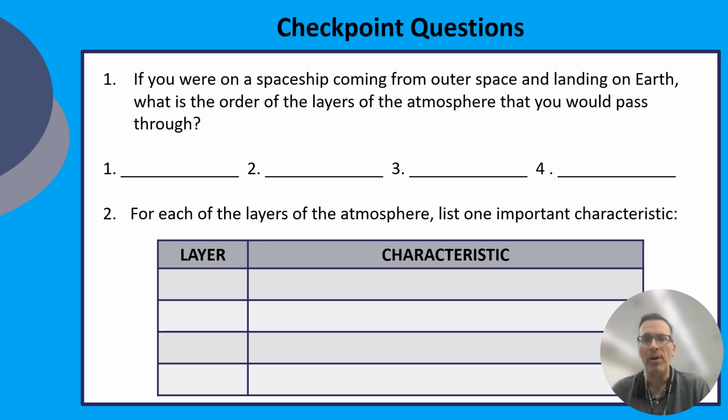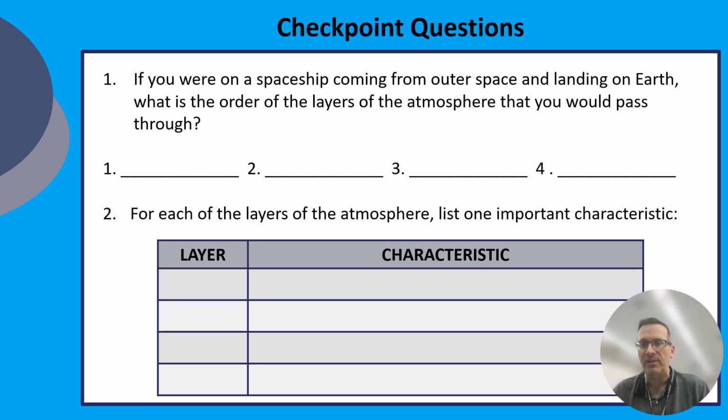All right, here's our checkpoint questions. I'm going to sign off. I'm going to show you the answers for them. Take a moment and fill them in. Notice one thing interesting here, actually, before I shut this off. This question one, if you're on a spaceship coming from outer space, remember you're starting in space. Now tell me the order of the atmospheres that you will pass through as you go from space to Earth, okay? Then finally, number two, for each layer of the atmosphere, list one important characteristic.